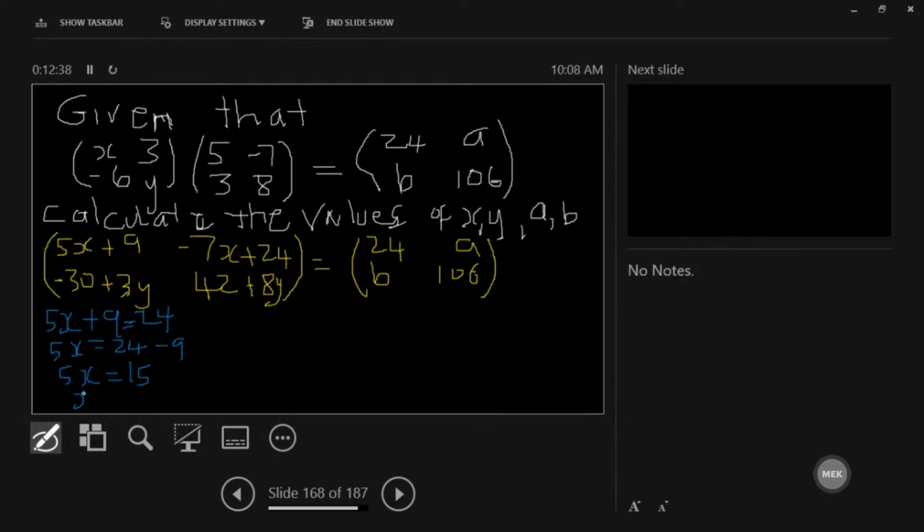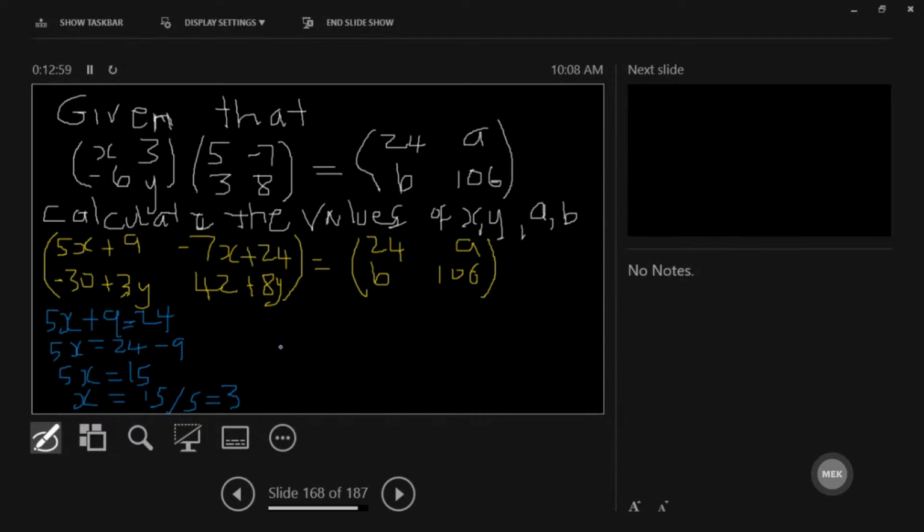Therefore, we know that x is equal to 15 divided by 5, which is 3. So we have solved for x. X is 3.